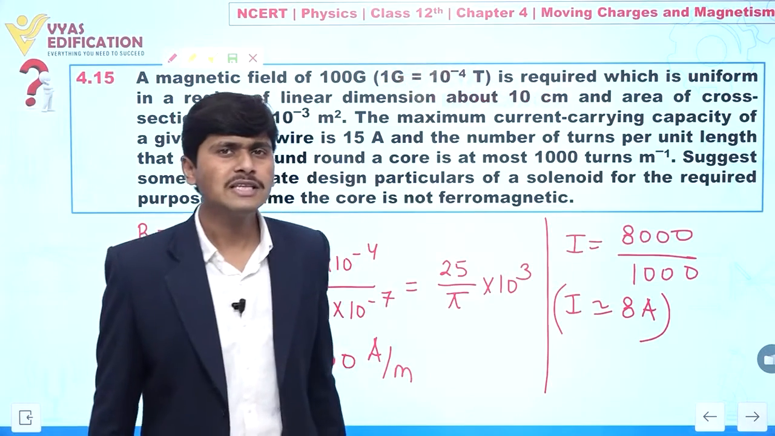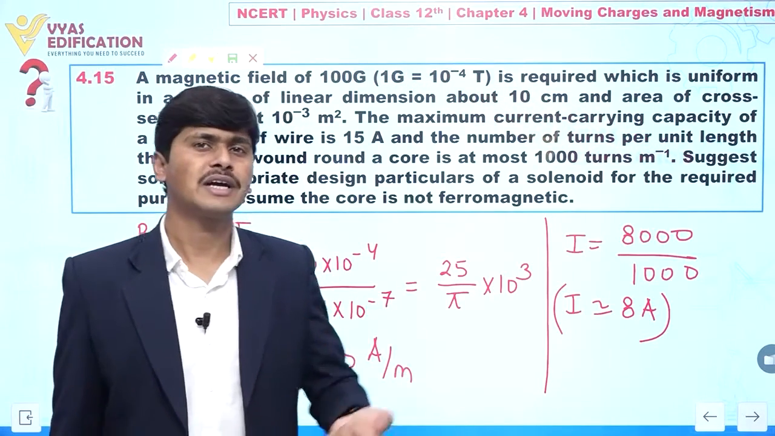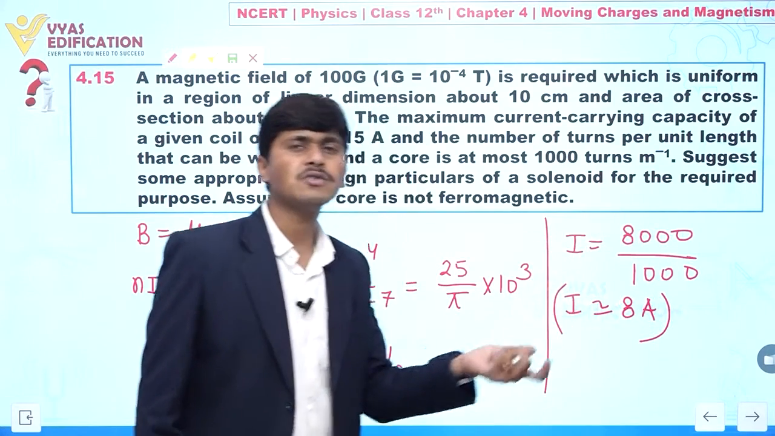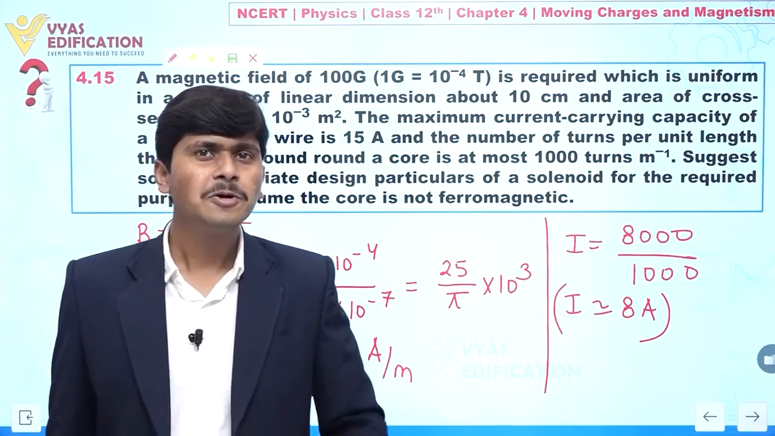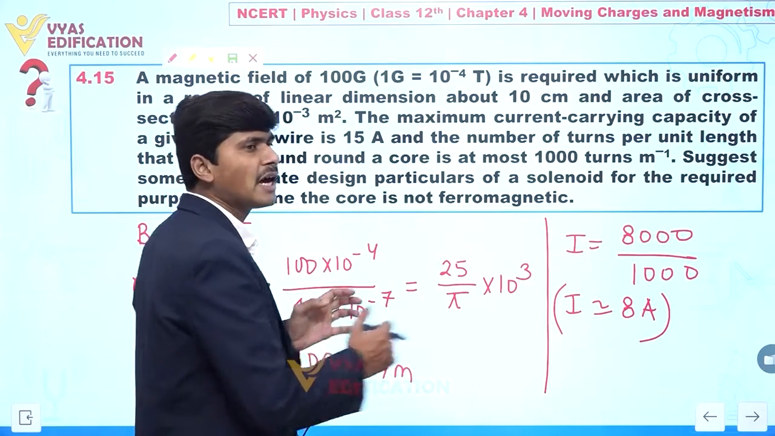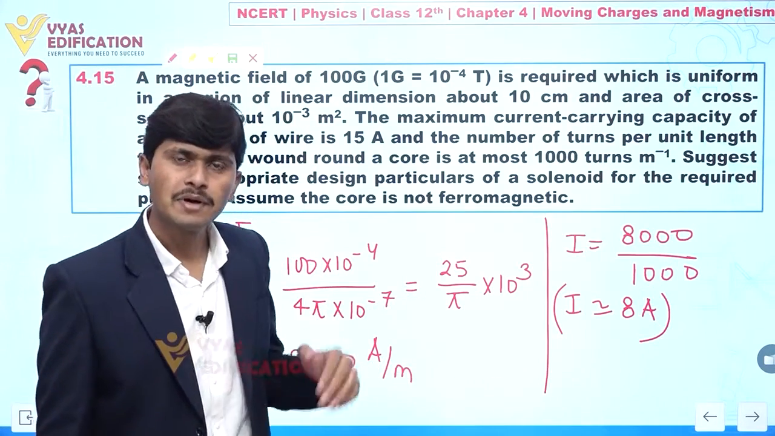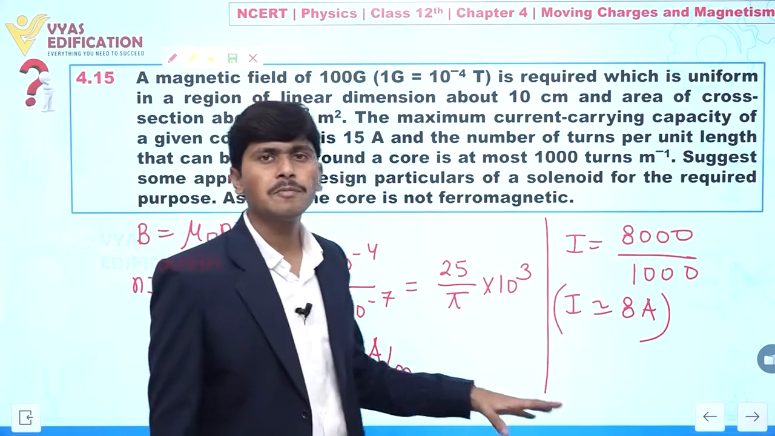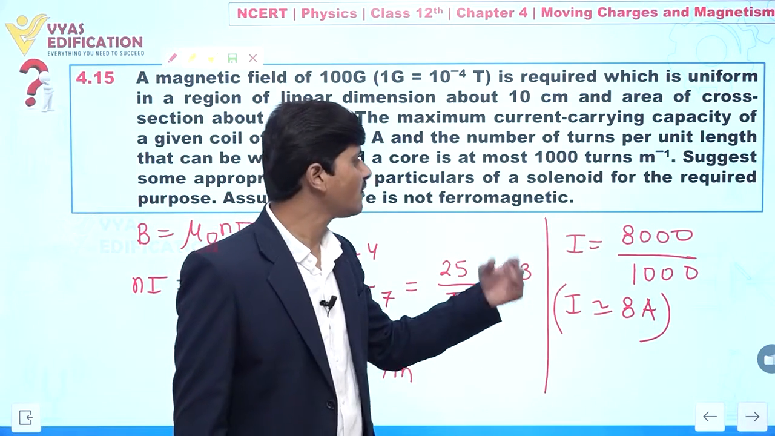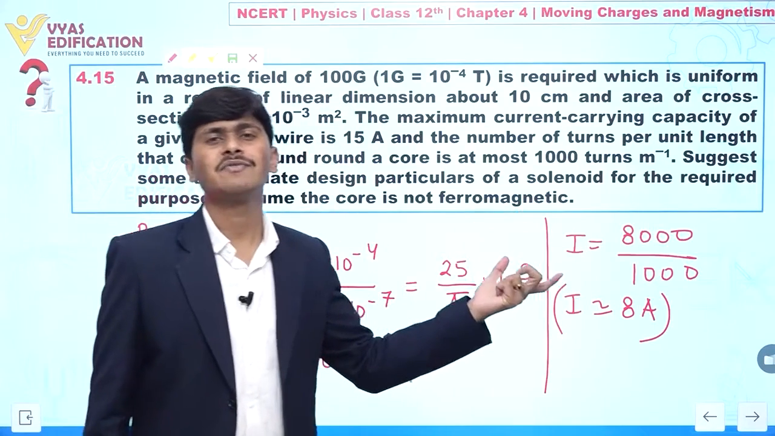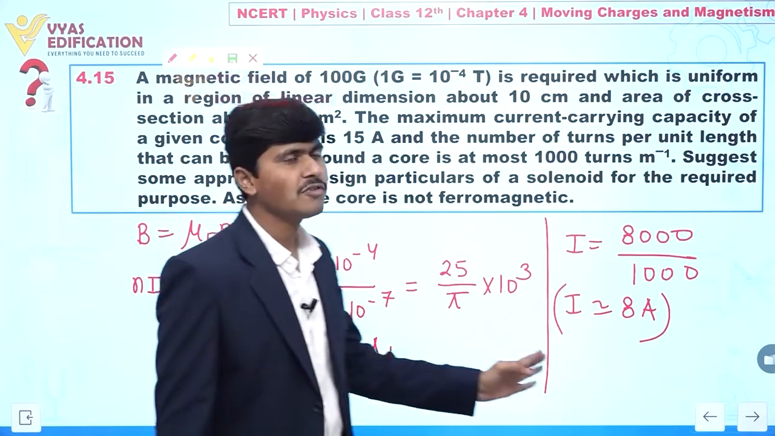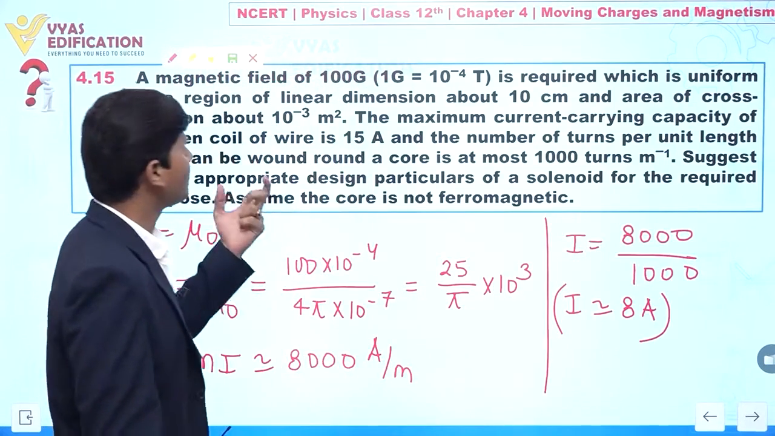Now let's suppose we want to increase the value of the current. If I want to increase this value, definitely the number of turns per unit length I have to decrease. So definitely I have some variation in the number of turns per unit length and current. Because if I decrease the number of turns per unit length, definitely I will increase the current that is flowing in that coil. And I can increase this current from 8 ampere up to 15 ampere.